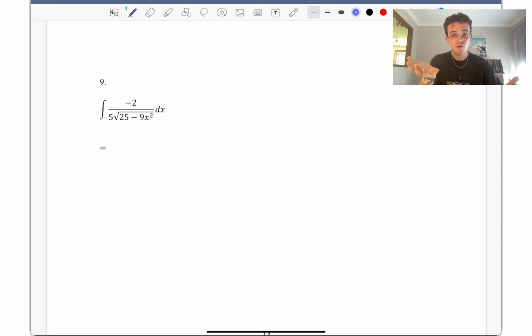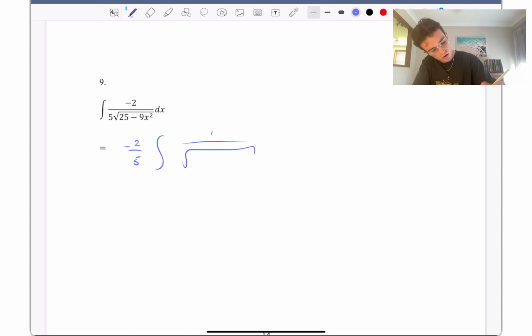Now, because the formulas for cos inverse of x and sine inverse of x are so similar, we can actually express either of them from the same integral. We just have to put a minus out the front of the cos one, and it's just the same thing. So this could either be a minus sine inverse or a positive cos inverse, because the negative's already there. Right, so let's bring that constant out the front. Minus 2 on 5 times the integral of 1 over the square root of 25 minus 9x squared dx.